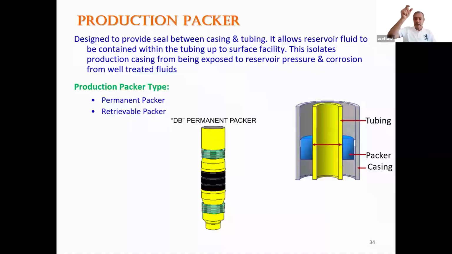When you run the completion, the last piece of the completion, we call it the tubing seal assembly, which is a pipe with a lot of external seals. This tubing seal assembly goes inside the packer. The moment it goes inside the packer, we say this is sting in. Sting in means the tubing seal assembly enters through the packer. Now, the completion is one piece, because the packer is set.